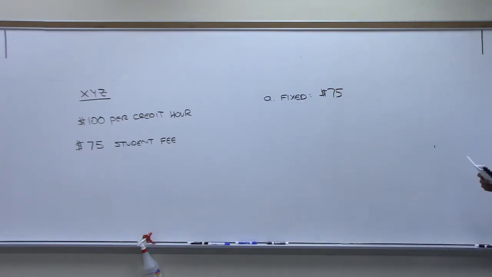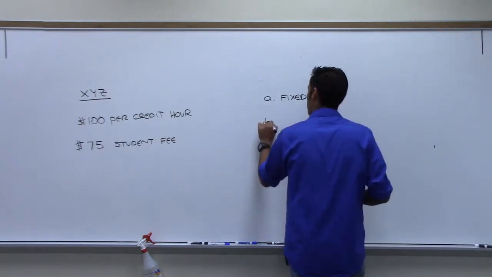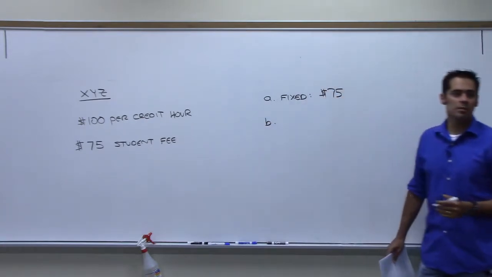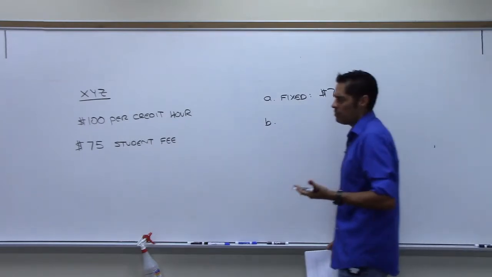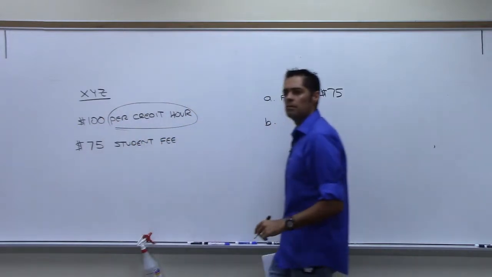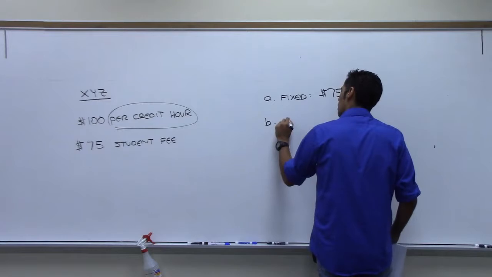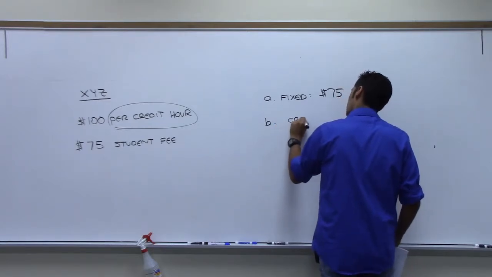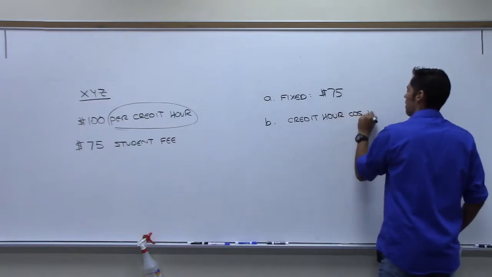All right, the next question. What is his variable cost? Who's his? I don't see any reference to a guy anywhere. Okay, what is the variable cost? So what matters? What's affecting the cost of tuition? I mean, what changes? What's variable here? Yeah, how many credit hours, right? So the variable cost is the credit hour cost, right?